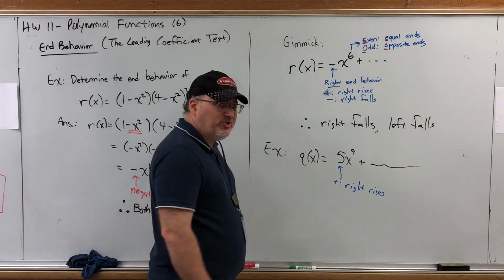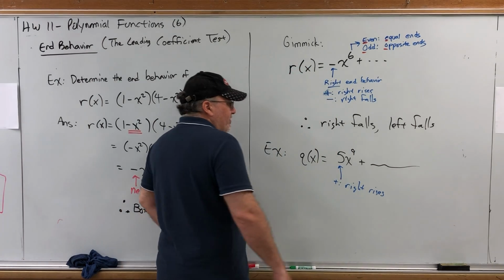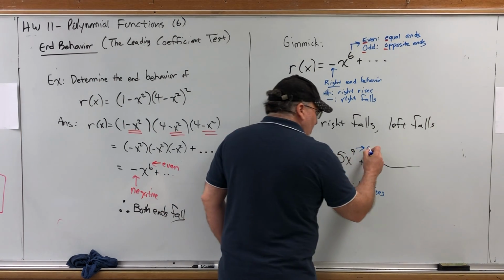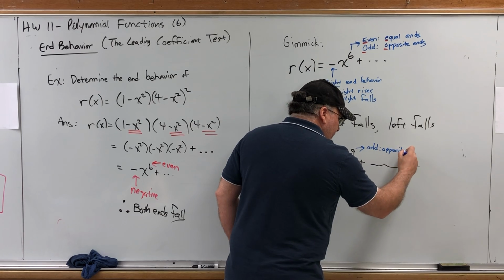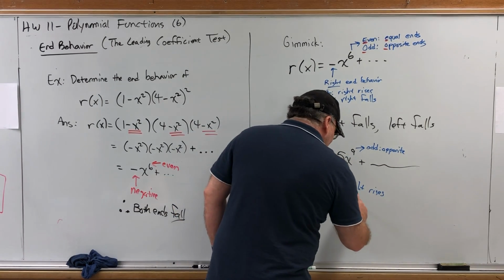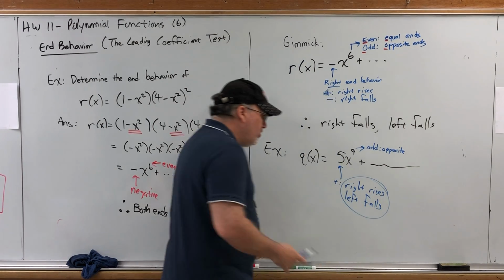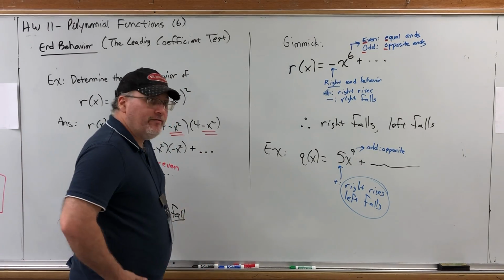Remember, the leading coefficient sign tells you what the right end of your graph does. And then you would look at the degree and ask it, is it odd or even? It is odd, which means that you have opposite ends. So, if the right rises and the ends are opposite, that means that the left falls. So whether you want to use the gimmick or the table to determine end behavior is up to you.